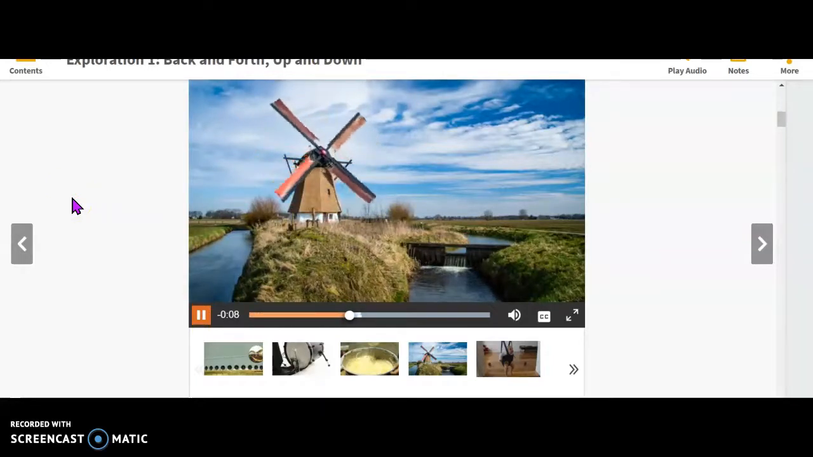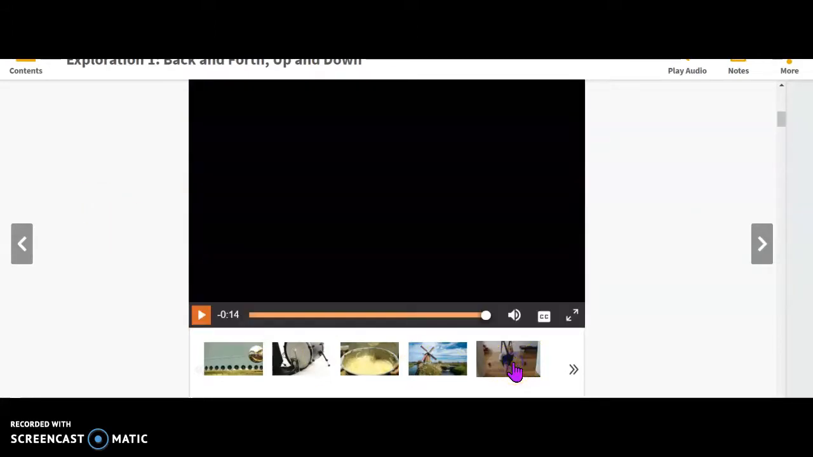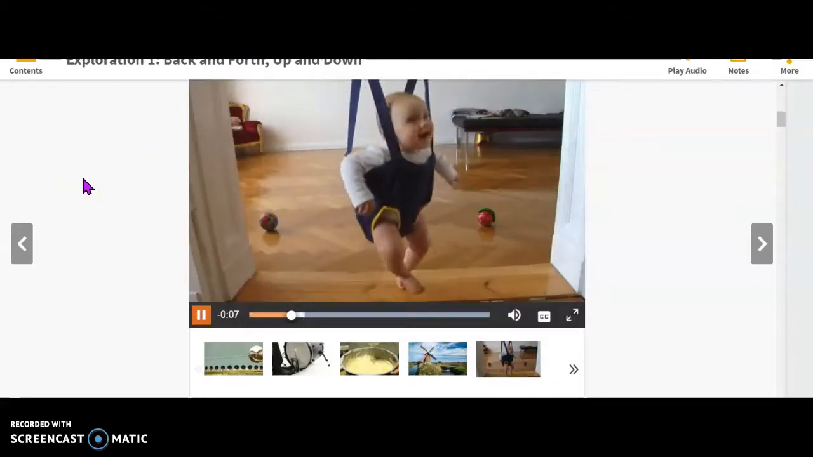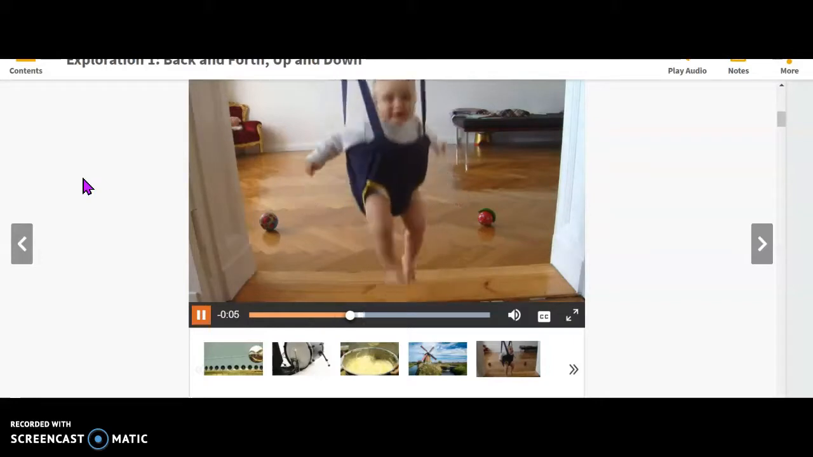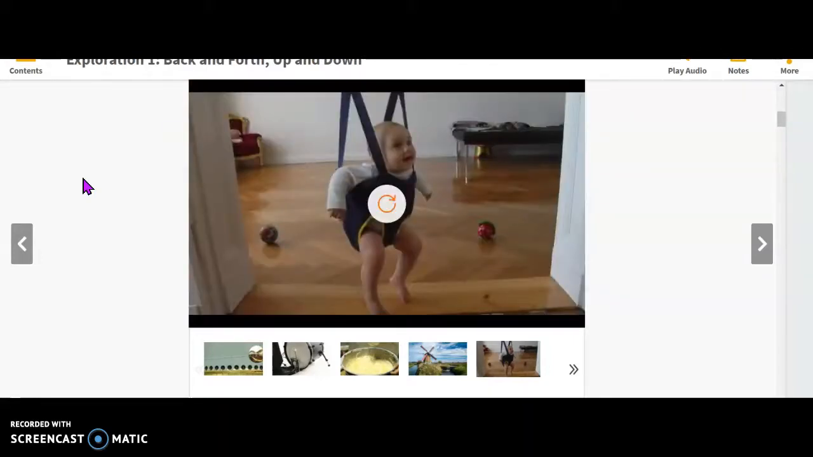So for letter B, circle the correct answer. Is it back and forth? Is it spinning? Is it up and down? Or is it zigzag? Now letter C, you have a picture of a baby in a swing. What motion is the baby showing? Is this back and forth? Is this spinning? Is this up and down? Or is this zigzag?